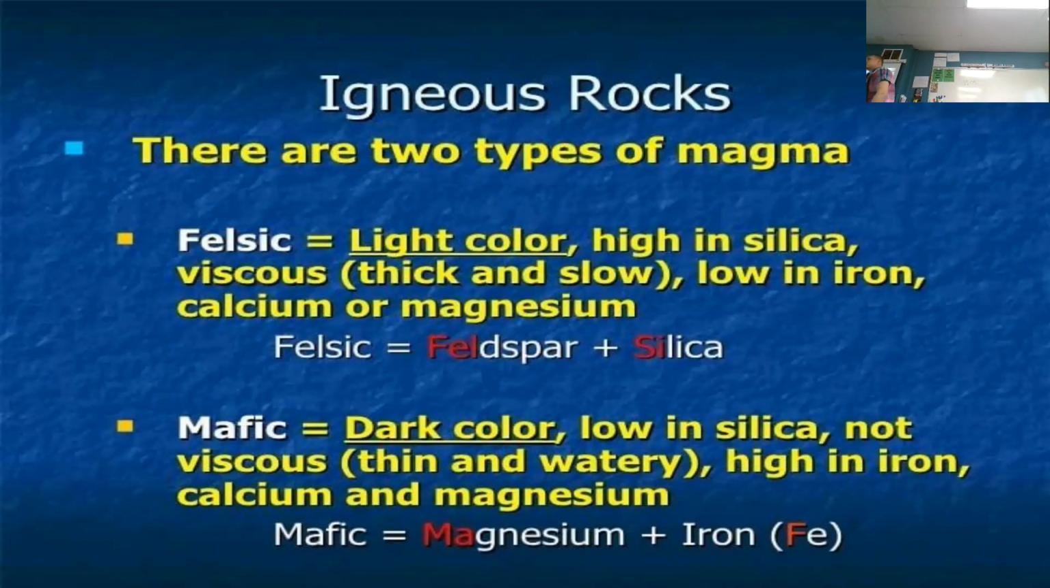Is there a word for not viscous? Not viscous? Thin? Yeah, it'd be thin. So another way of saying it is that it's not viscous. It's going to be thin and watery. Besides water, what else could you think of that's a liquid that's considered thin and watery?